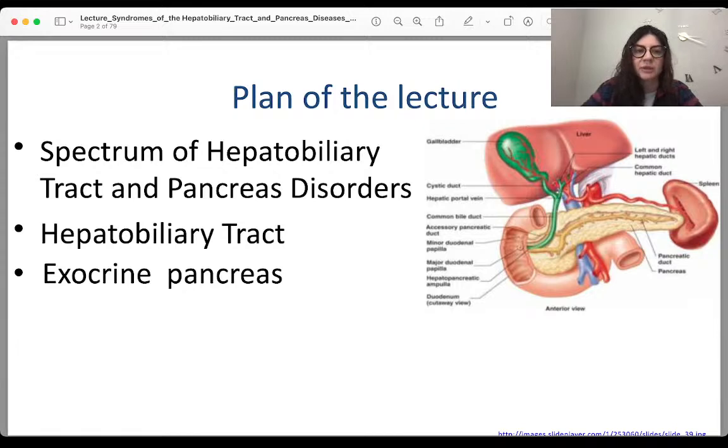Today we have such a plan to discuss a spectrum of hepatobiliary tract and pancreas disorders, and separately we will discuss hepatobiliary tract problems and exocrine pancreas problems. And here on the slide, it is to remind you of the anatomical structure of the hepatobiliary tract and the anatomical position of the pancreas, its main vessels and its ducts and places where these ducts go to the intestine.